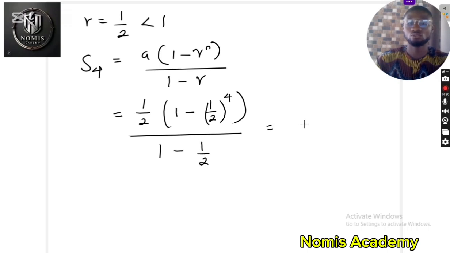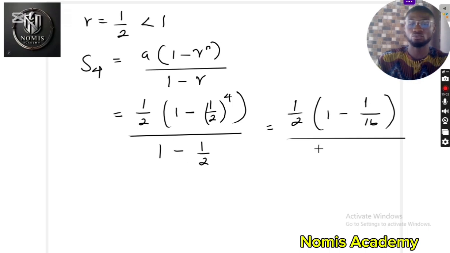So let us begin to calculate this. This can be 1 all over 2, open bracket, 1 minus 1 all over 2 raised to the power of 4, which is just 1 raised to the power of 4 divided by 2 raised to the power of 4. Remember your law of indices. So 1 raised to the power of 4 will still be 1, all over 2 raised to the power of 4, which is 2 in 4 places. 2 times 2, 4 times 2, 8 times 2, 16. So this becomes 16, close bracket, all over.